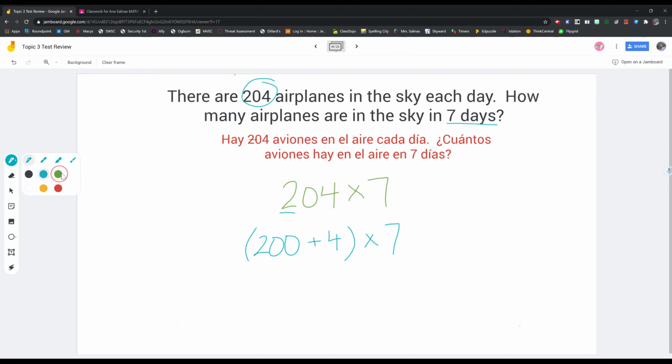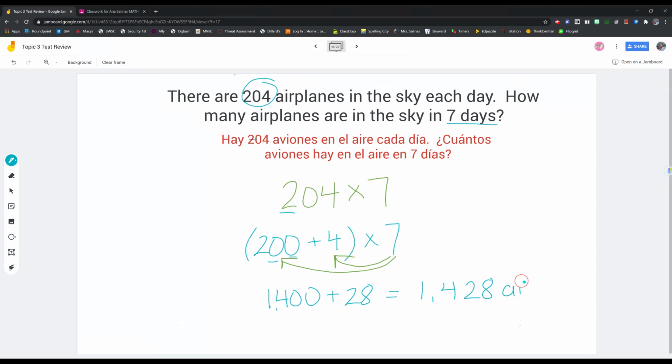I'm going to take the outside number and share it with each of the inside numbers. So now I'm going to do 7 times 200. Basic facts. 7 times 2 is 14. Add your 2 zeros. 1, 2. Plus 7 times 4 is 28. Add these up. 1,400 plus 28 equals 1,428 airplanes in the sky.